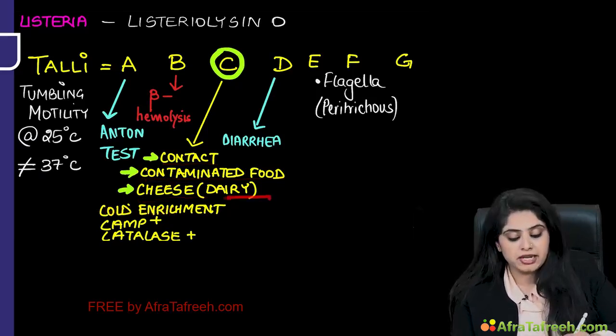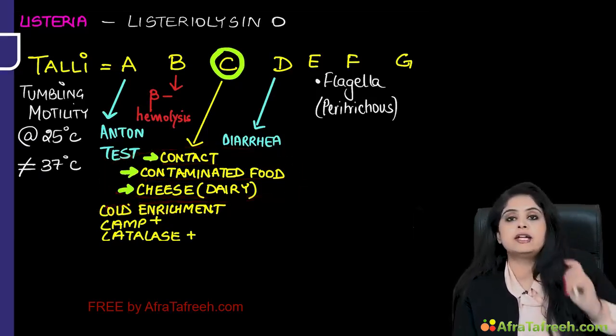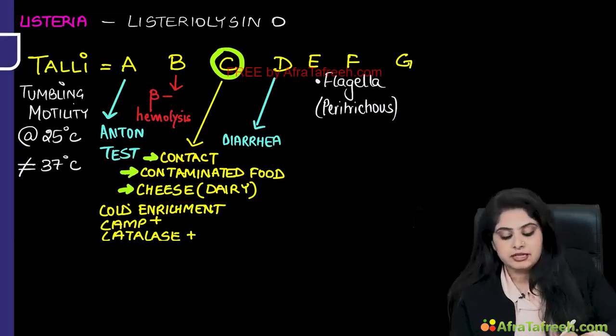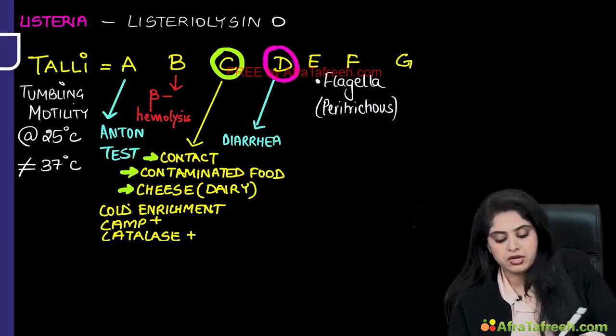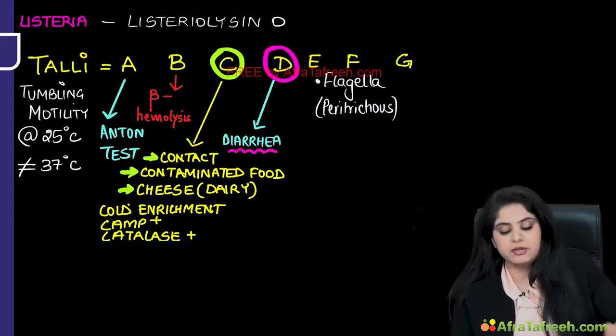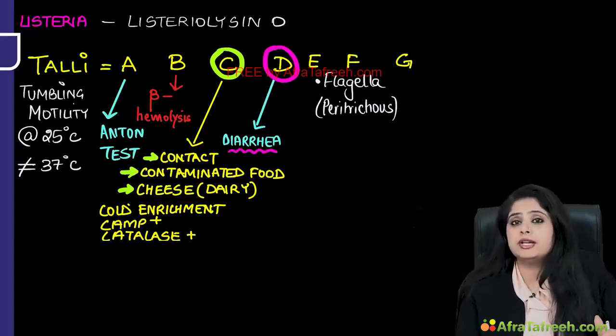So before I come to that, whenever you have any of this contact or contaminated food or cheese, D for what? Patient is going to have D for diarrhea. So this is a diarrhea producing organism. So how are you going to do the diagnosis?